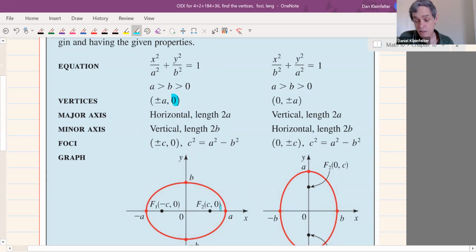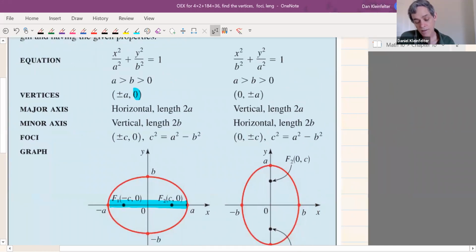Notice that these are both centered at the origin, okay? So if this thing's major axis is horizontal because it's wider than it is tall, that means that the x coordinates have to be opposites and the y coordinates have to be 0, okay? For the one where it's taller than it is wide, the major axis is along the y-axis. And so the x's have to be 0. If it's taller along the y-axis, then the x coordinates have to be 0.